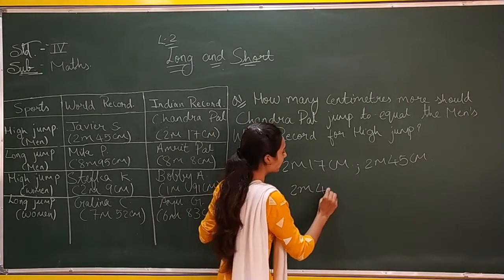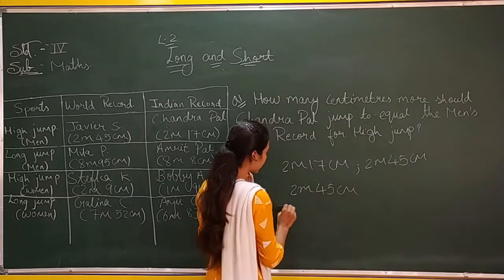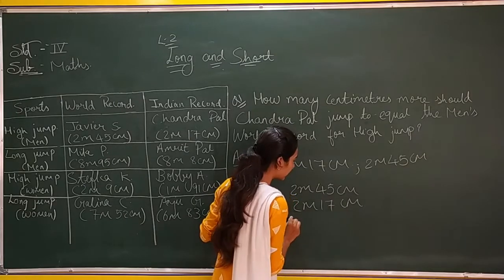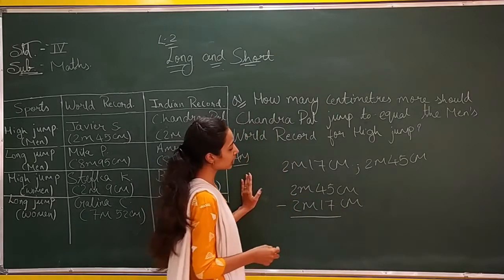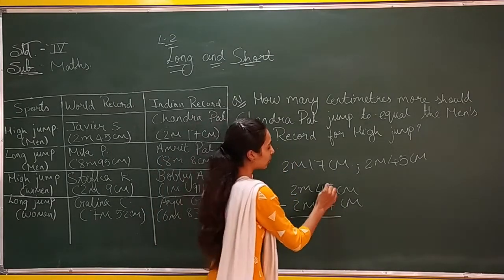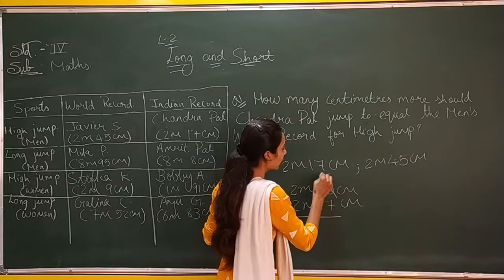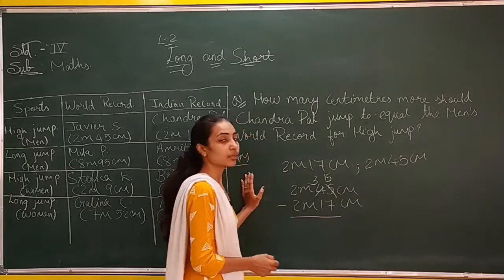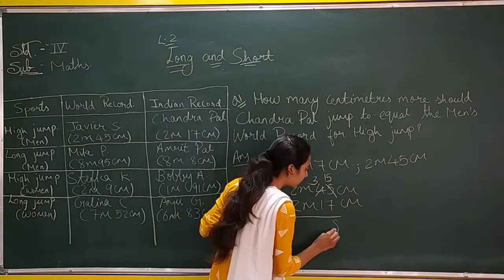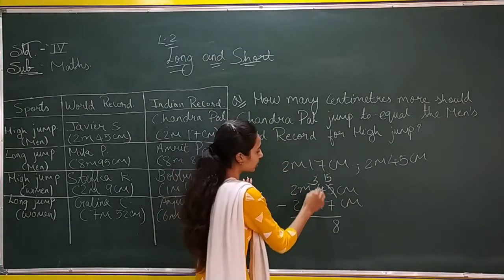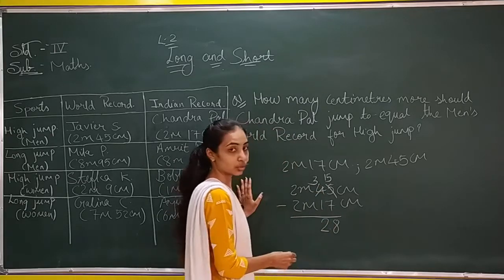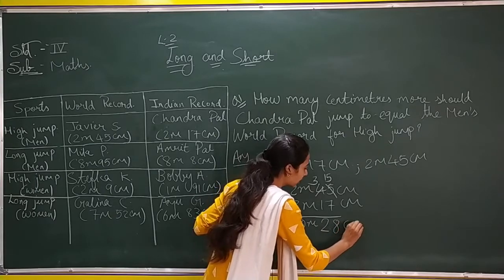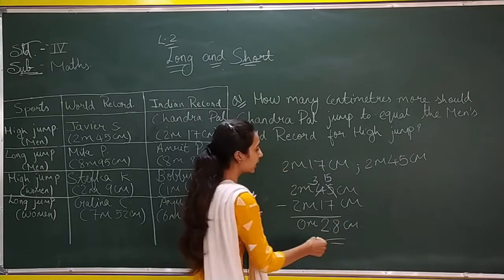So 2 meter 45 centimeter minus 2 meter 17 centimeter, we will do subtraction. 5 minus 7 is not possible, so we will borrow. 15, and 4 will become 3. What is 15 minus 7? Count it. 15 minus 7 is 8. 3 minus 1 is 2 and 2 minus 2 is 0. So the answer is 0 meter 28 centimeter.